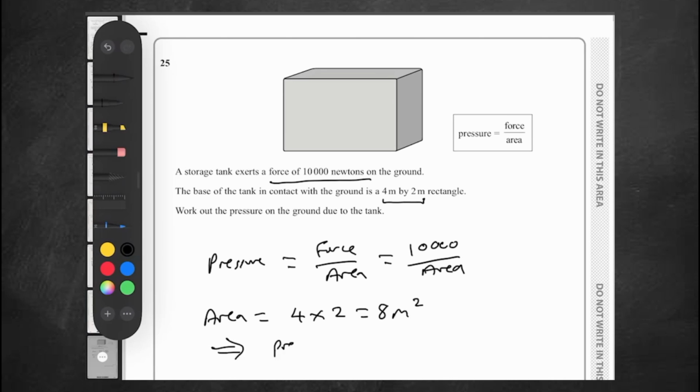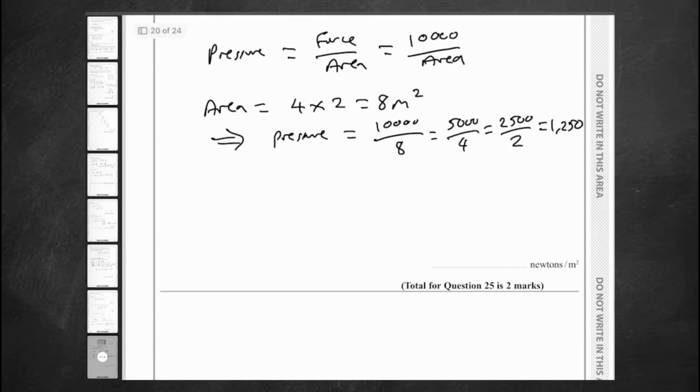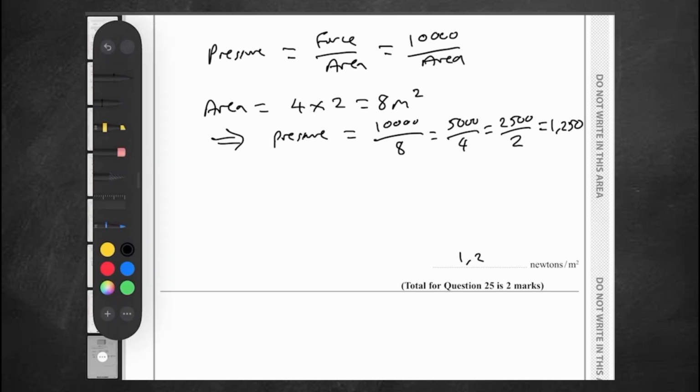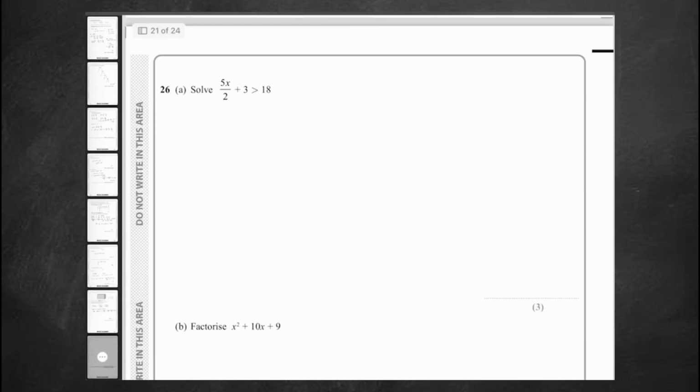Therefore, the pressure is going to be 10,000 divided by 8, which is 5,000 divided by 4, which is 2,500 divided by 2, which is 1,250 newtons per meter squared. And I believe this last one is the final question. It is. So question 26.